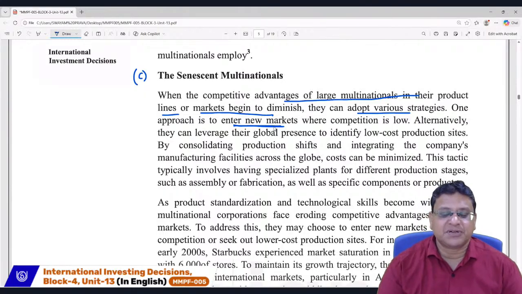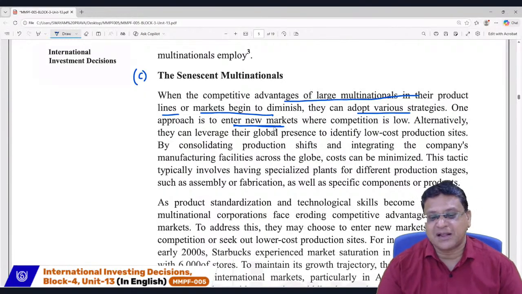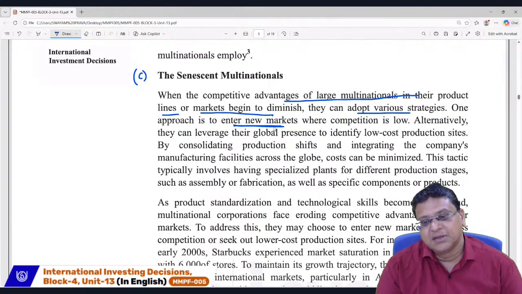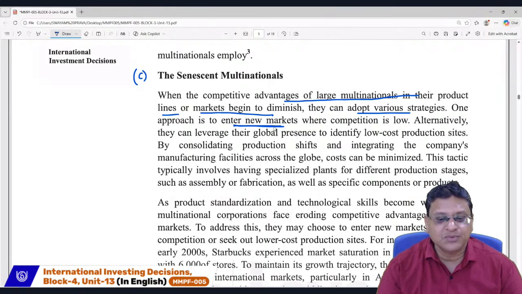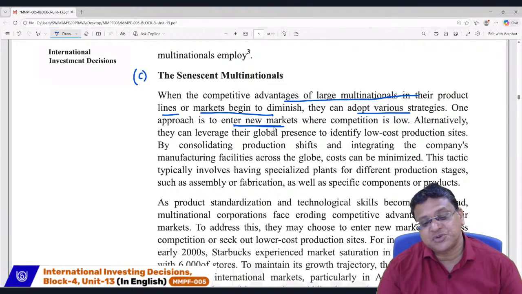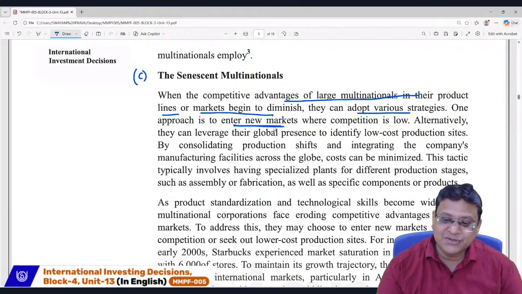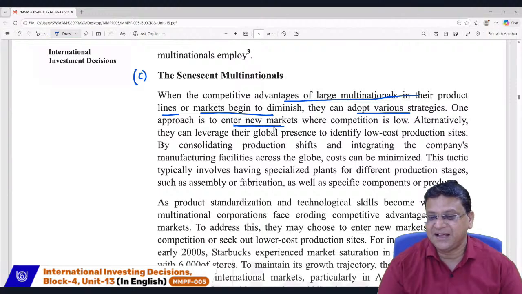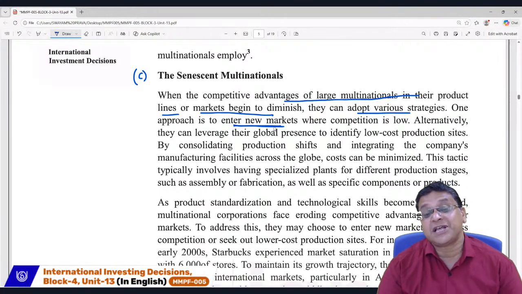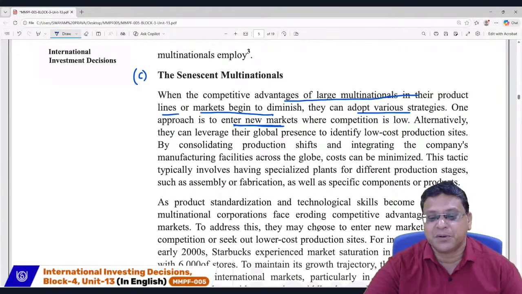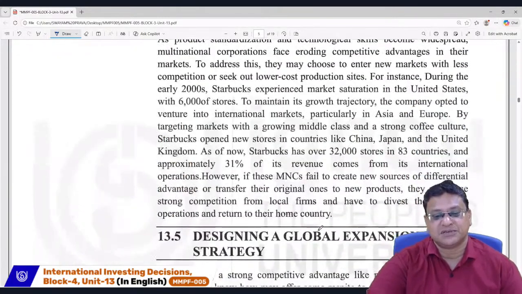Okay, Starbucks. Let's take an example. Starbucks has opened roughly 2,000 outlets in the USA. Then the market is saturated in the USA. It went into different countries like India and China, and opened 6,000 more stores. Now, much of its revenue comes from international operations.